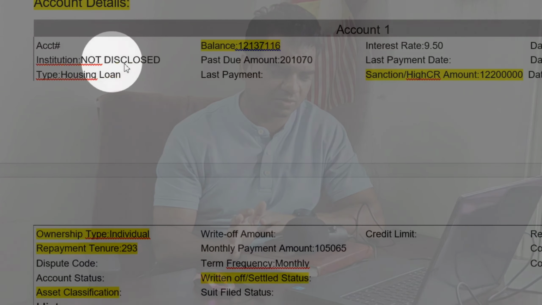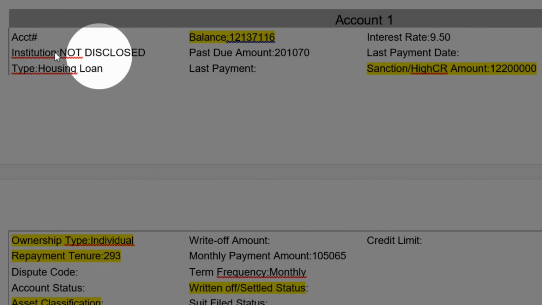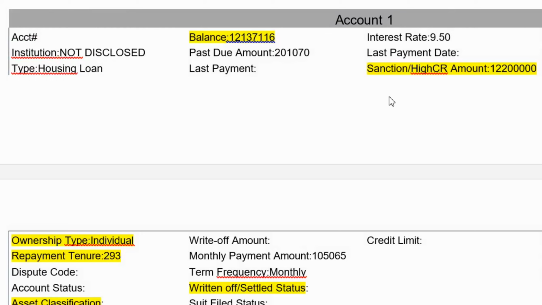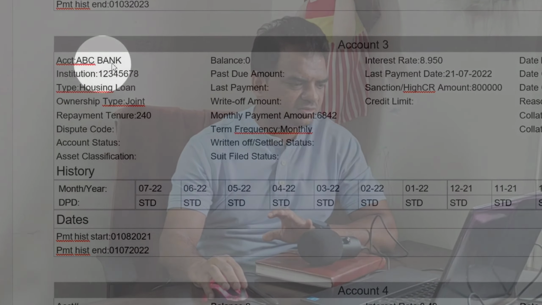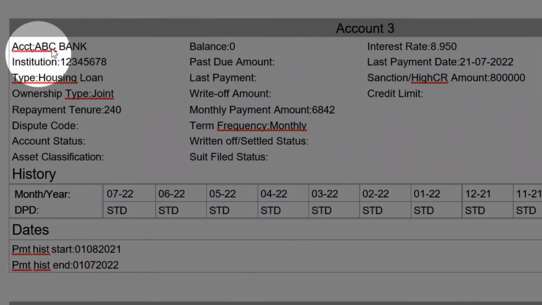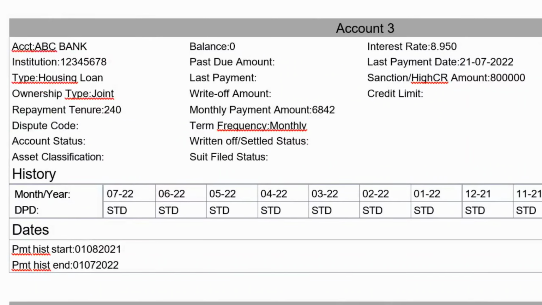Here you find account number and institution detail are not disclosed. That means this account does not belong to the same institute from where you are going to generate the Cibil report. Because as per the Cibil policy, you need consent from the borrower to get the detail of account number and institution detail of the respective bank. However, if you look here, the account number and institution detail are disclosed. That means this account belongs to the same institute from where you are going to generate the Cibil report. So that is the logic behind this.